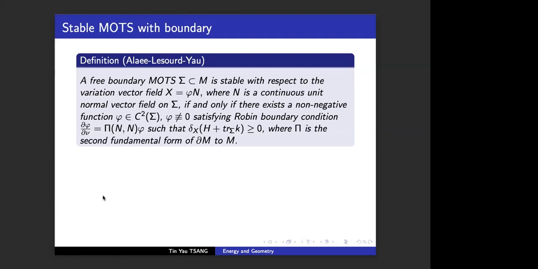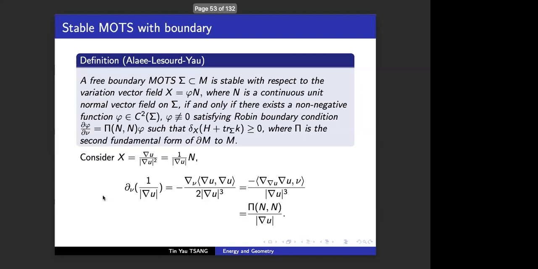A free boundary MOTS is stable with respect to the variational vector field X equals φn if, of course, you satisfy the Robin boundary condition, which means the normal derivative of φ, ∂φ, satisfies a certain condition. Here π is the second fundamental form with respect to the outward normal, ∂M. Again, for the level sets, the normal vector is given by n and σ over h. So first of all, the Robin boundary condition; moreover, the variation along the vector field has to be non-negative. Again, because we know that the level set is foliated by MOTS, that quantity must be zero.